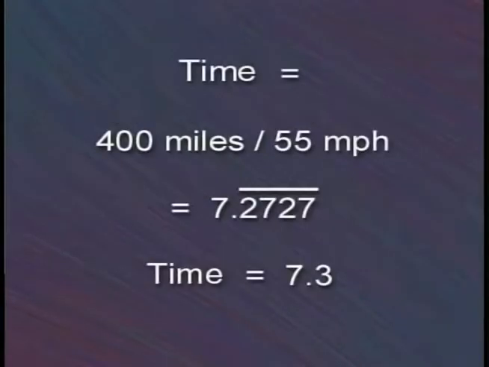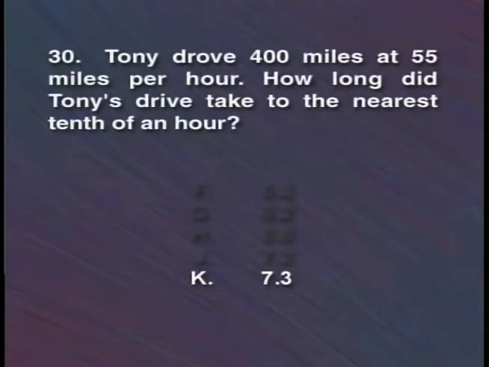In this problem, we need to solve for time. Let's substitute the values into the equation. Time equals distance, or 400 miles, divided by rate, or 55 miles per hour. Dividing 400 by 55 gives us the value of 7.2727 repeating, or when rounded to the nearest tenth, the correct answer of 7.3. Thus, the correct answer is K.